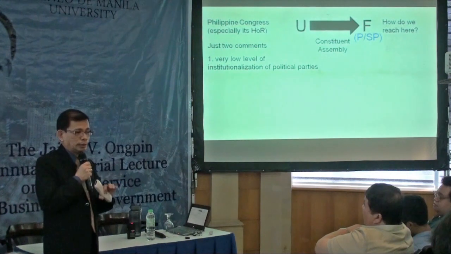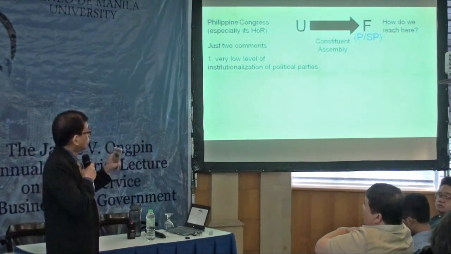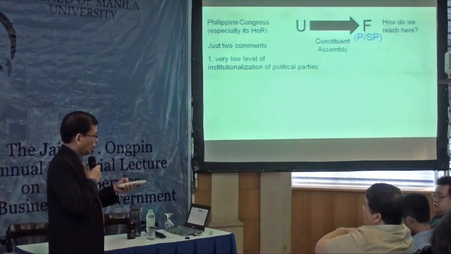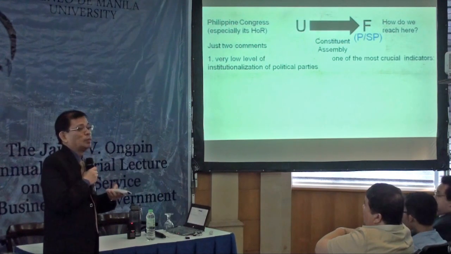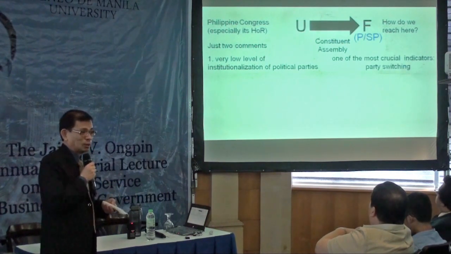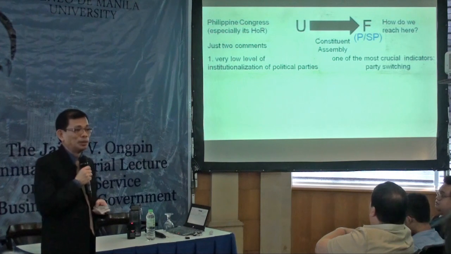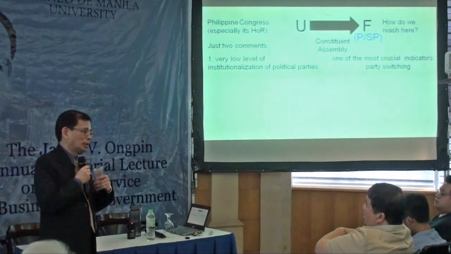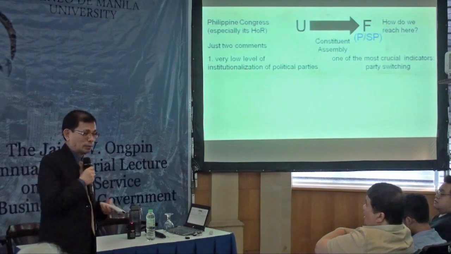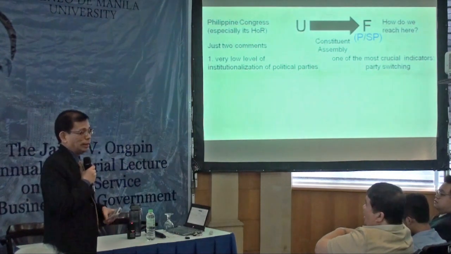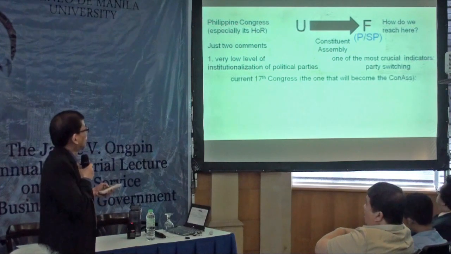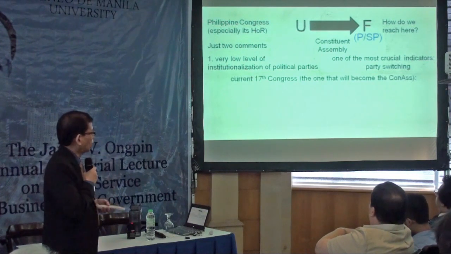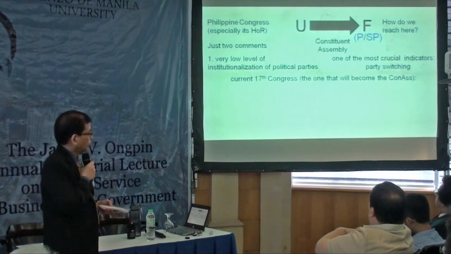There are many ways in the political science discipline to make sense of institutionalization. One of the most dramatic would be party switching, which is, of course, that you abandon your party for the winning party. It's one of the worst forms of party deinstitutionalization. Let us discuss the current 17th Congress, the one that will become the CONAS.